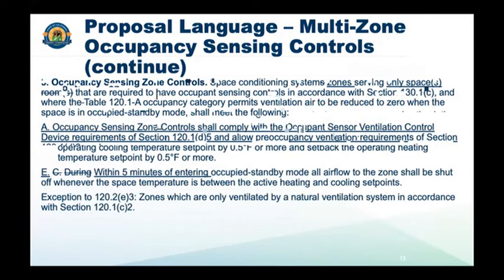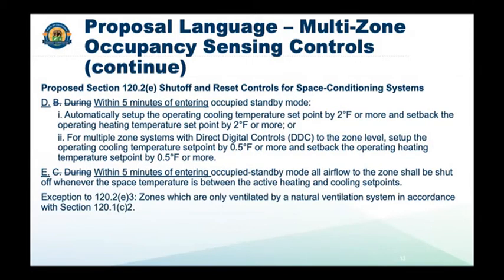Within 5 minutes of entering occupied standby mode, 2 things need to happen. Number 1, the operating temperature should either be set up or set back. This is for the operating cooling temperature and also the operating heating temperature. So that's the number one thing: you should either set up or set back those temperatures. And the number 2 thing that needs to happen is that the airflow to the zone shall be shut off when the temperature is between the active heating and cooling set point.